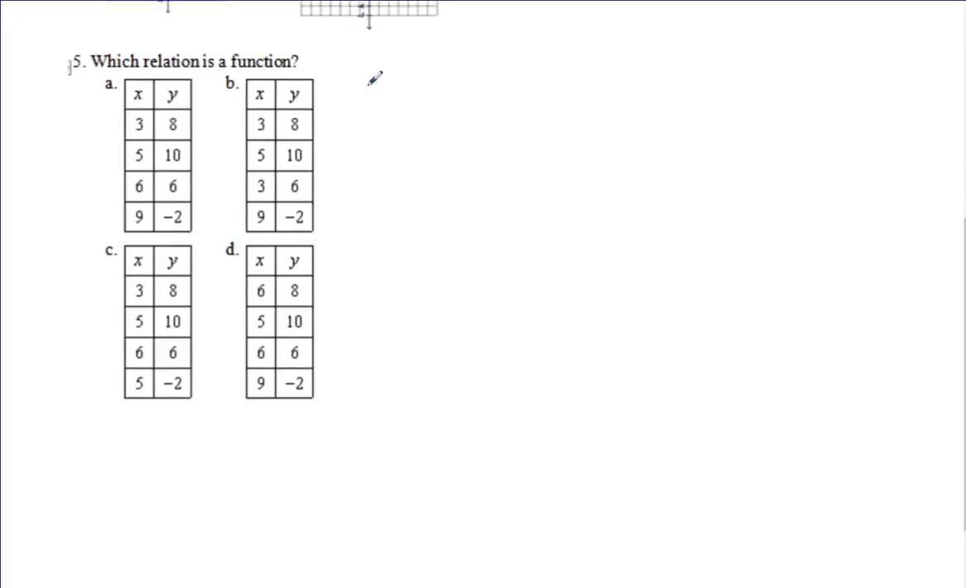If it's a function, x does not repeat. That's what a function means. So what we're looking for is a table where x doesn't repeat. Notice we don't care about y. I'm not going to look at any of these y values, which is good because now that I actually look at them, they're all the same in all 4. So I'm just looking for where x doesn't repeat.